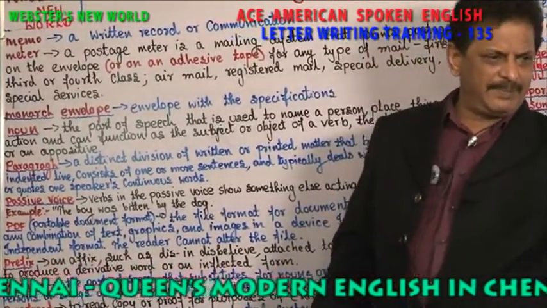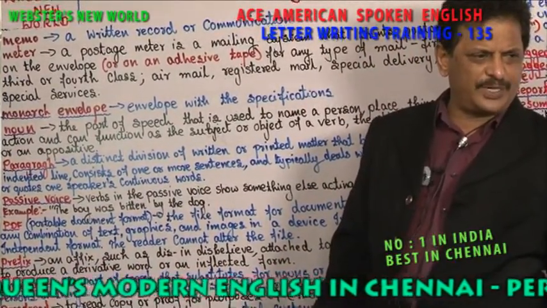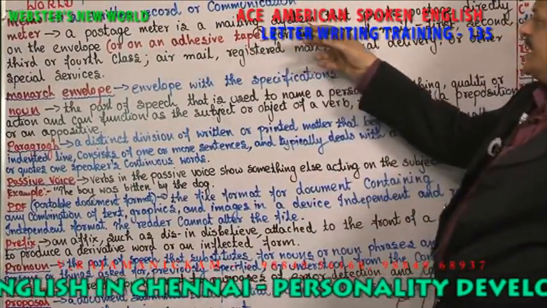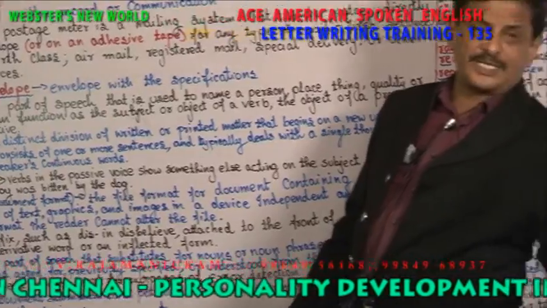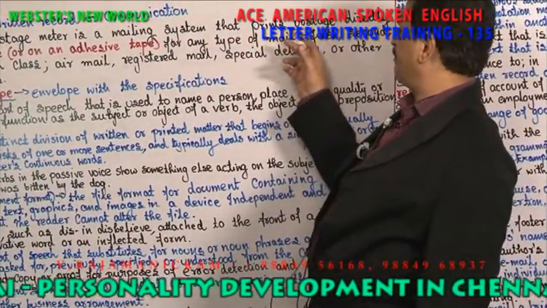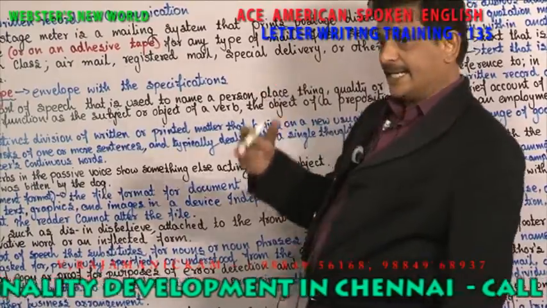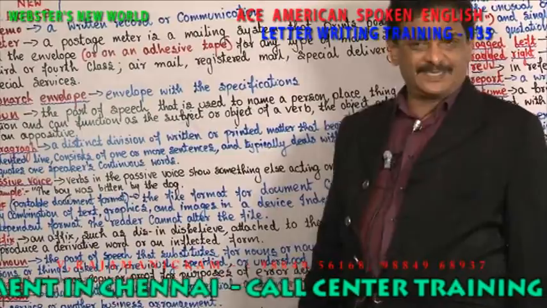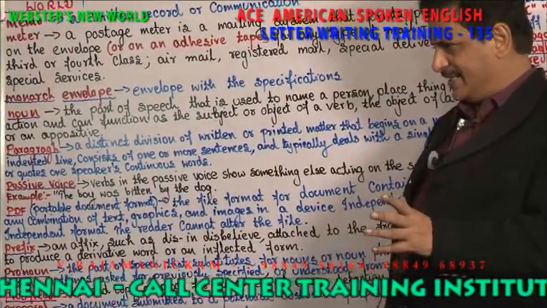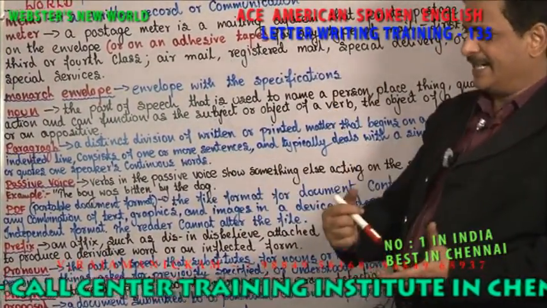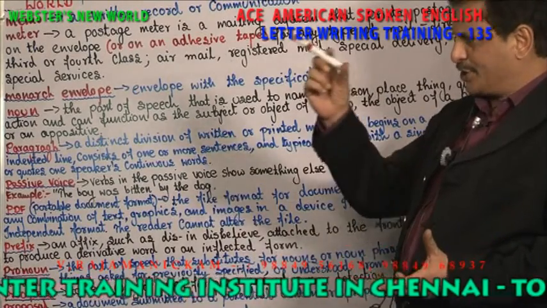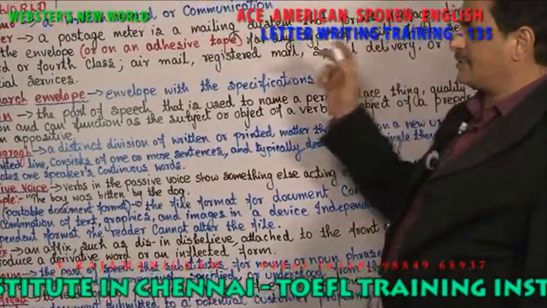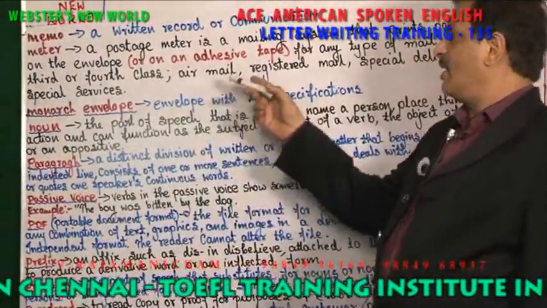Meter. In email, have you just gone through the word meter? A postage meter is a mailing system. Mailing means what? Sending mail to various persons, that prints postage directly. It can print postage directly on the envelope. On the envelope means what? On the cover, you have a meter. It can fix the postage on its own, for any type of mail: first class mail, second class mail, third class mail, fourth class mail, or air mail.